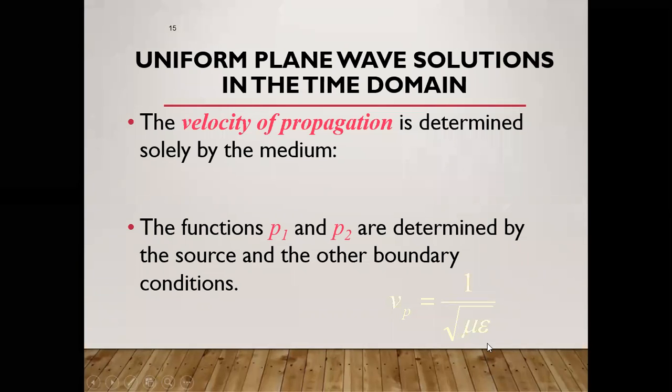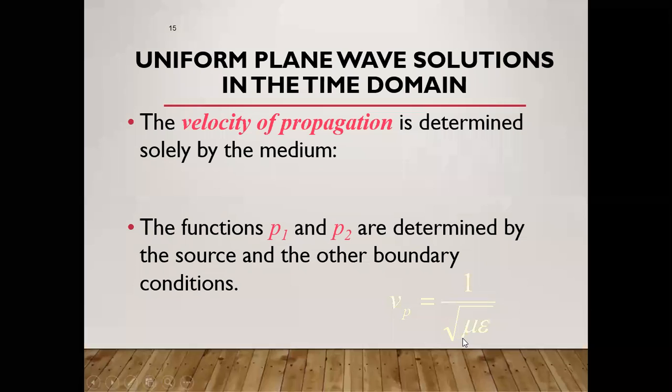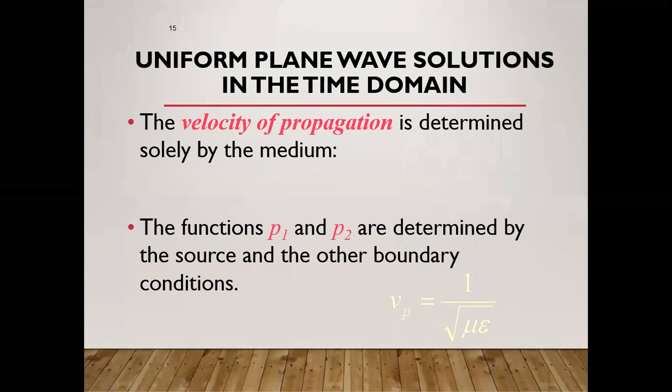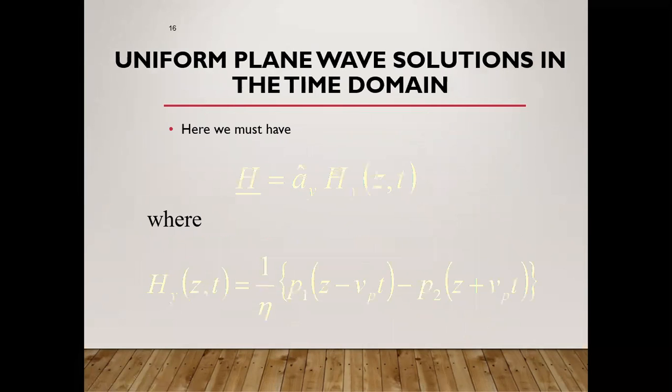These are, if mu is there, mu 0 mu r will be there, and if epsilon is there, epsilon 0 epsilon r. So mu 0 and epsilon 0 are constant values you have with you. But the epsilon r and the mu r depend upon the numerical, or upon the medium which you are going to use. You can substitute that value and you will get the velocity of propagation.